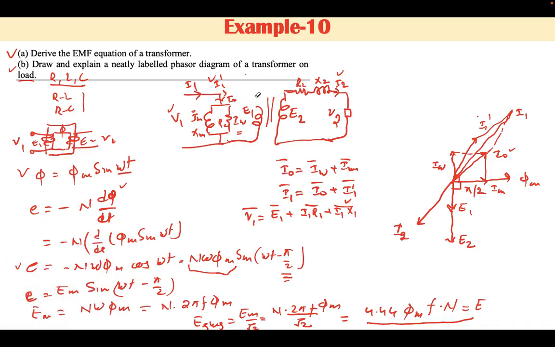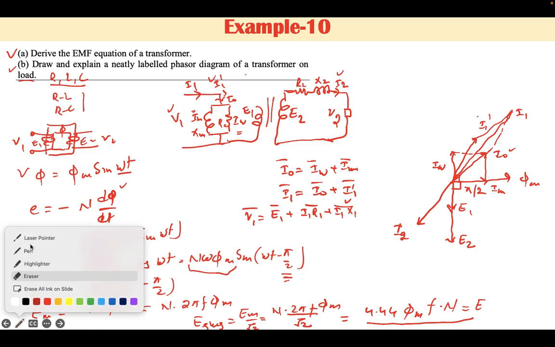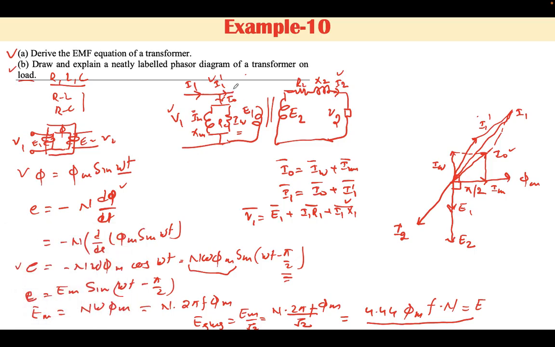Let's redraw this circuit clearly. Here we have a resistance and inductor. In the primary, this is R1, this is X1. The voltage drop across R1, the voltage drop across X1, and the EMF developed in this winding together give the applied voltage, and hence this is a phasor sum. In the secondary side, since EMF E2 is developed and then we get V2, we can say V2 is equal to E2 minus I2 R2 minus I2 X2 as a phasor.